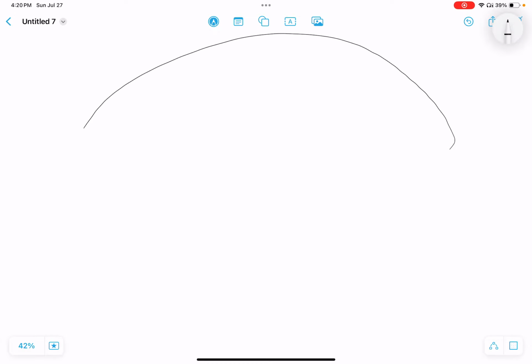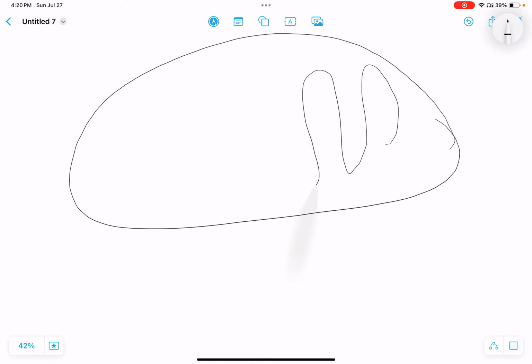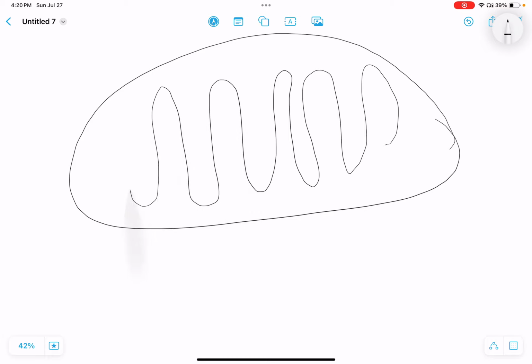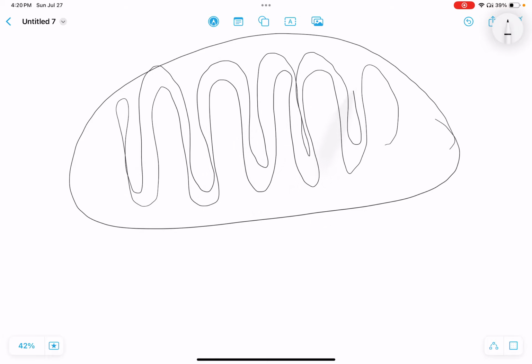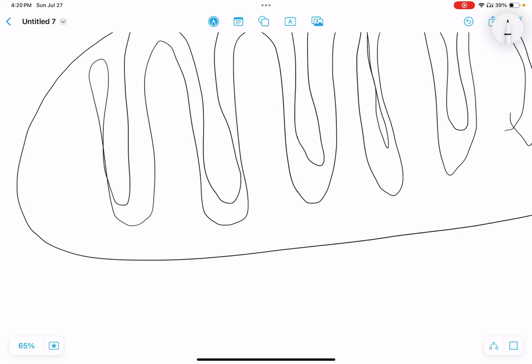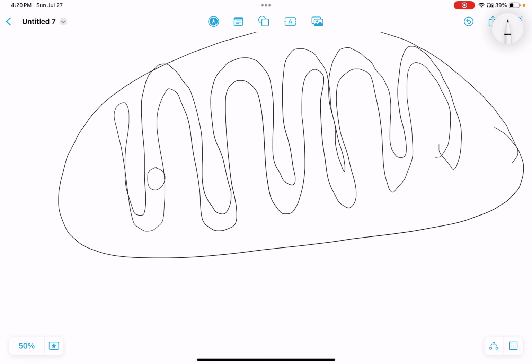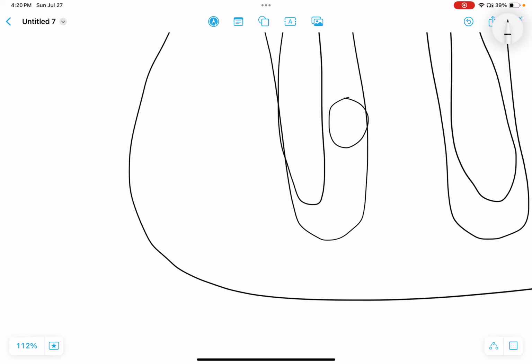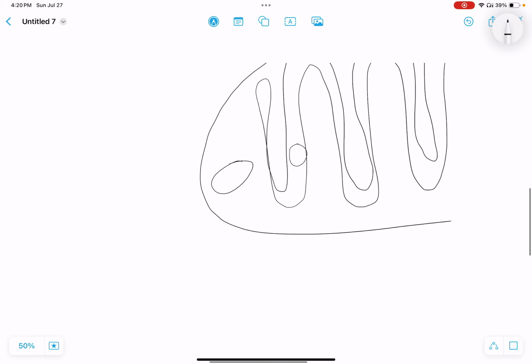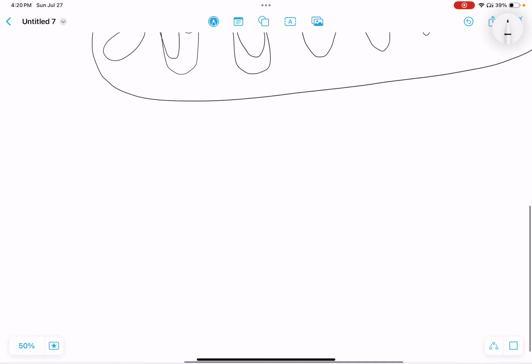So in this video, I'm going to be talking about the electron transport chain. So mitochondria has this wavy shape, right? And this space in between is called the mitochondrial matrix. It is filled with fluid, and also just know that this part, this space outside of the matrix, is called the intermembrane space.